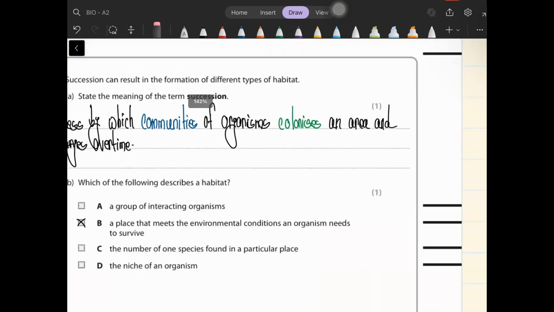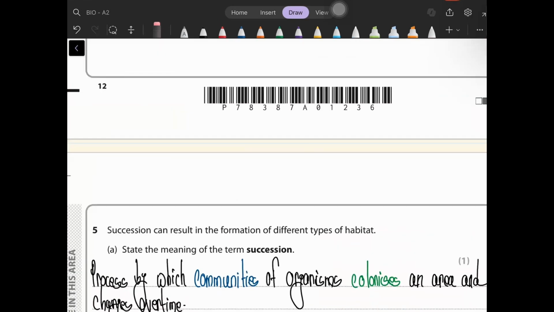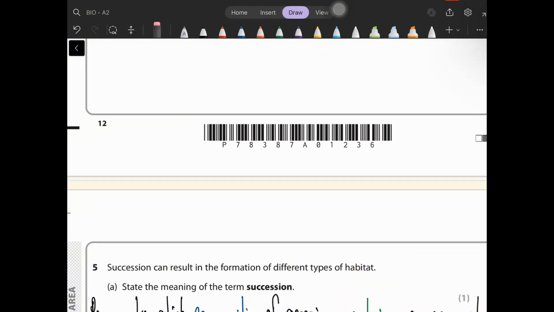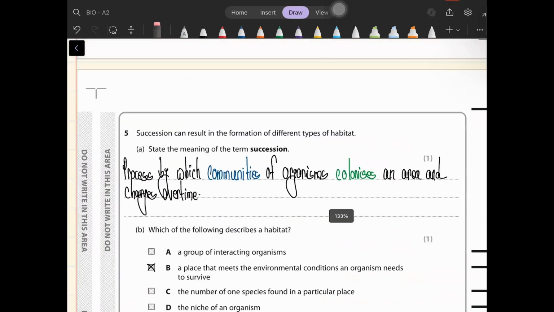Okay, succession, right? Succession can result in formation of different types of habitat. State what is meant by the term succession. So succession is the procedure by which communities of organisms colonize an area and over time are replaced and change over time. So, basic definition.